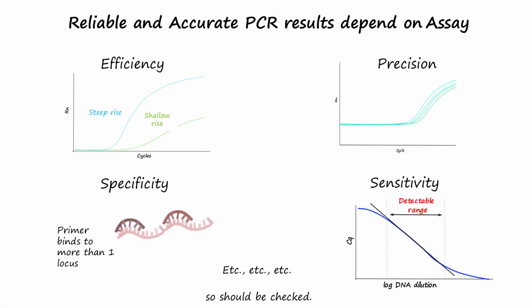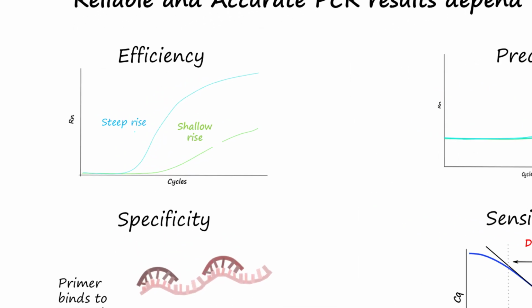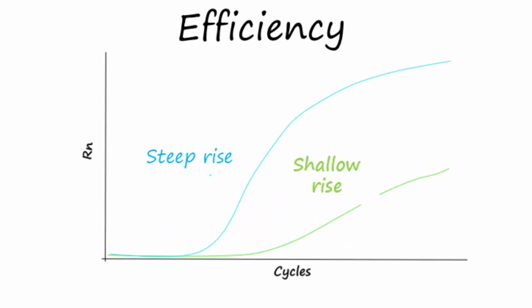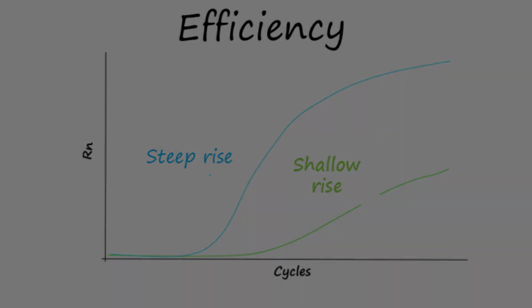Reliable quantification of results also depends on assay efficiency, specificity, sensitivity, and precision. So these parameters should be examined. Efficiency of PCR, that is, whether the DNA is actually doubling every cycle, is indicated by amplification curves. A shallow curve indicates poor efficiency, while a steeper rise indicates better efficiency and sensitivity.